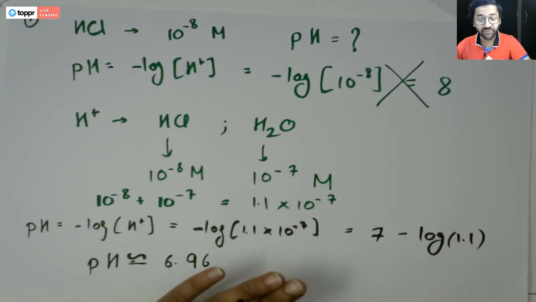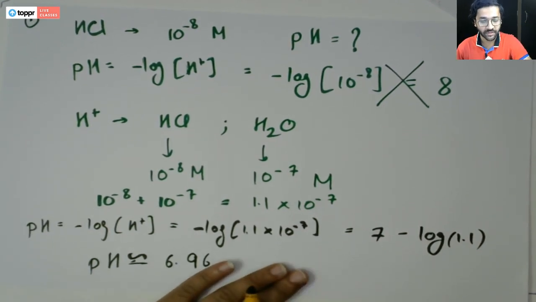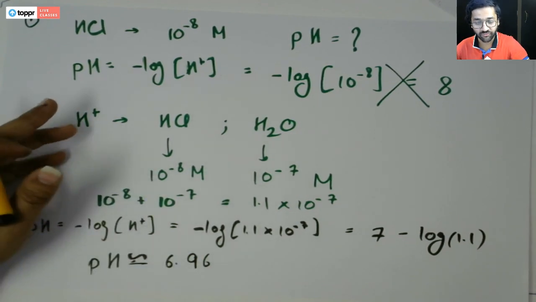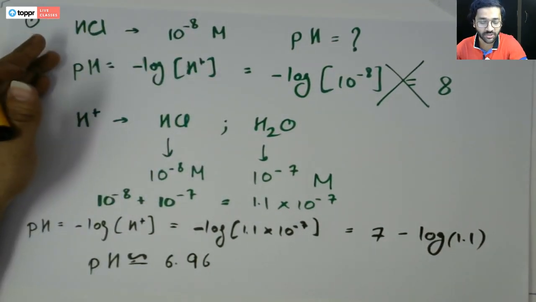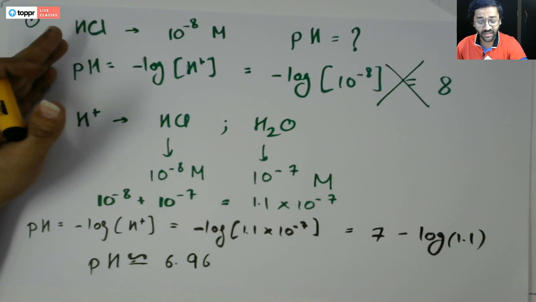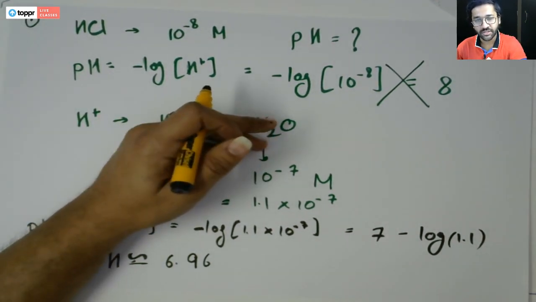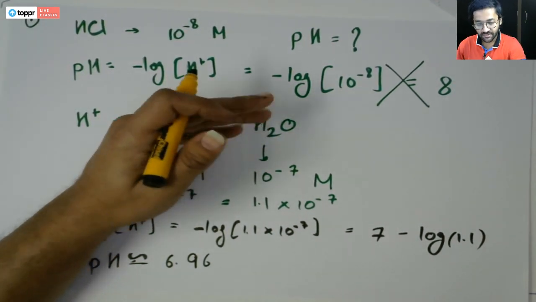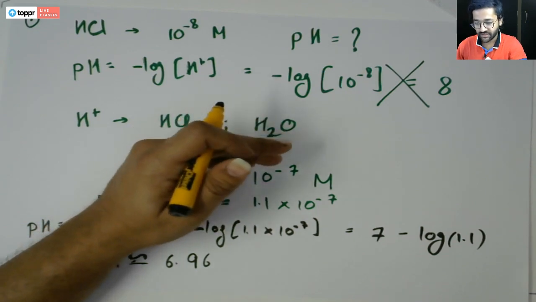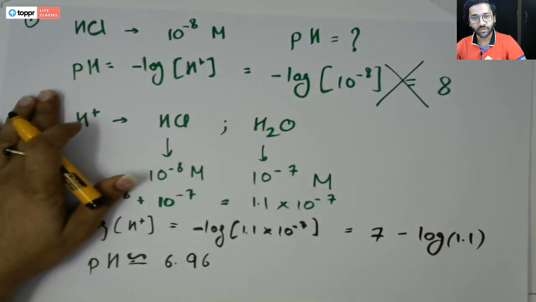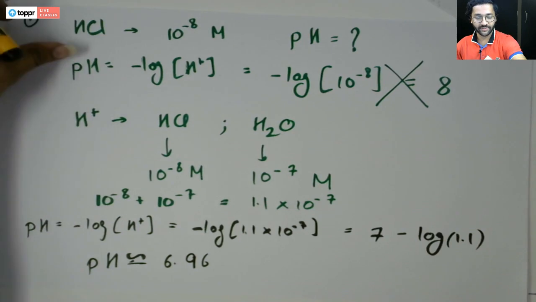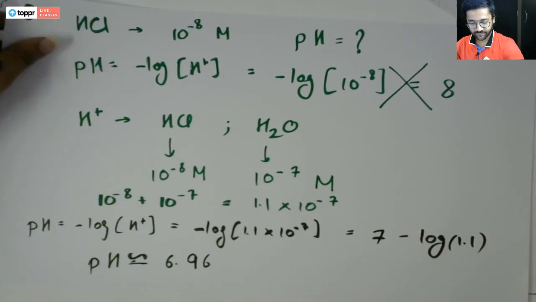This is a very important process that you have to remember. For a very dilute solution, for 10 to the power minus 8 or 10 to the power minus 9 molar solutions of HCl, you have to consider the concentration of hydrogen ions coming from the water. Otherwise your problem can go wrong. The solution will not be right. Alright.